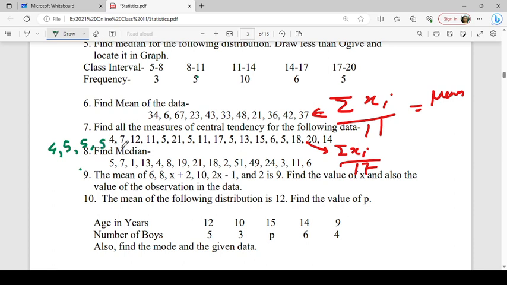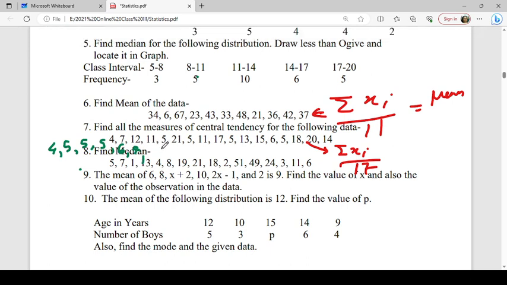5 5 10, after 5 it is 6, then 7, then 7, after 7 it is 6 4 7 12 11 10. I think it's 11. 2 11s are there.